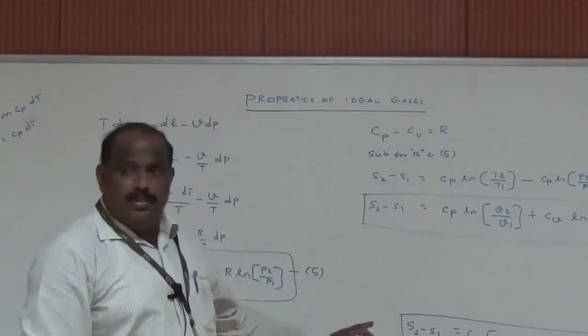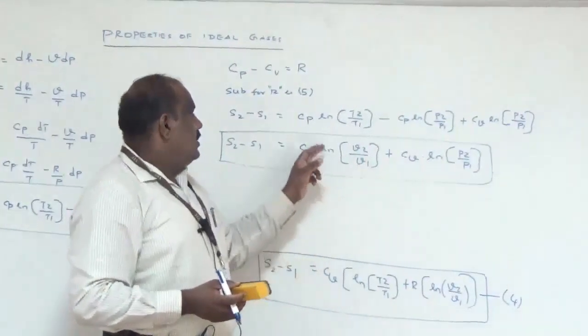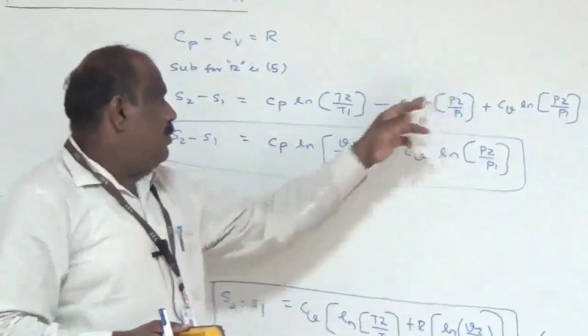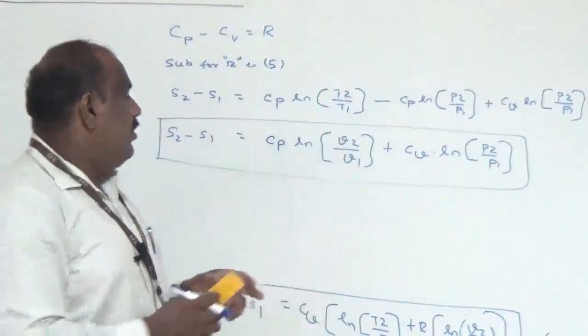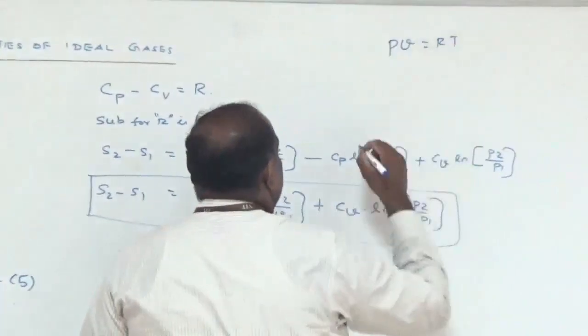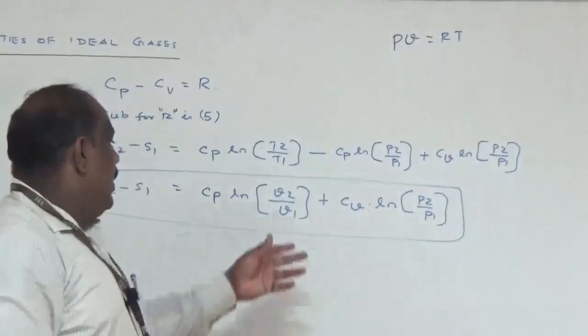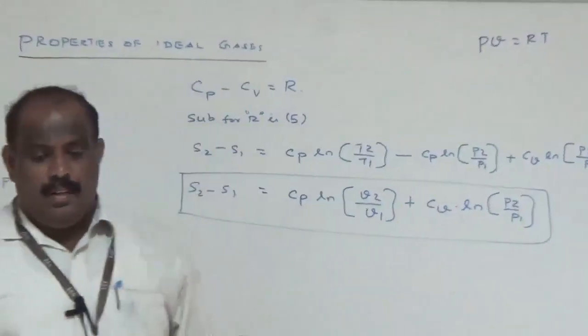I hope we can understand this process. From these two terms, we can make them into one term: Cp ln of T2 by T1 minus Cp ln of P2 by P1 as Cp into ln of V2 by V1. Based on the ideal gas equation PV equal to RT, we can find the values of T2 by T1 and P2 by P1. Finally we will end up with V2 by V1.